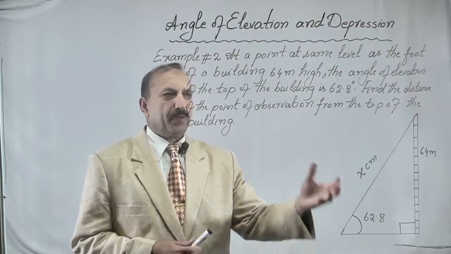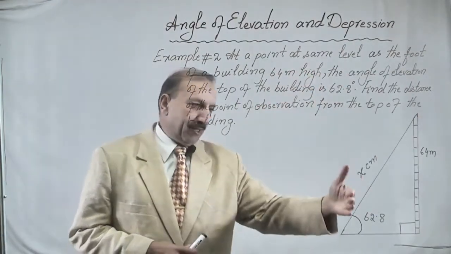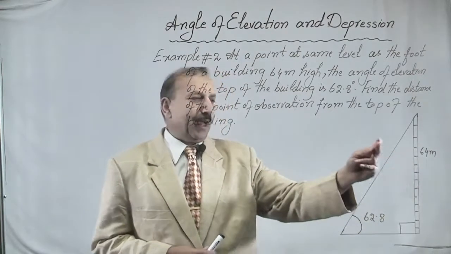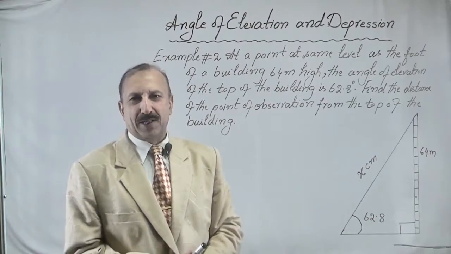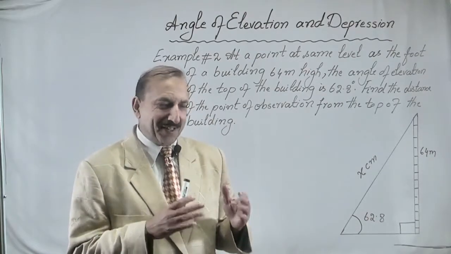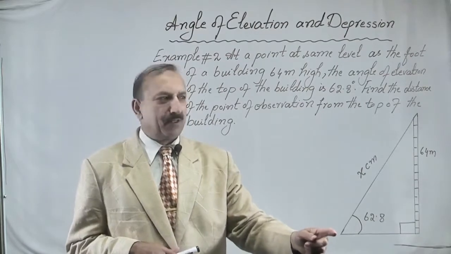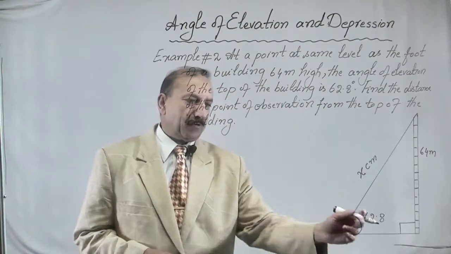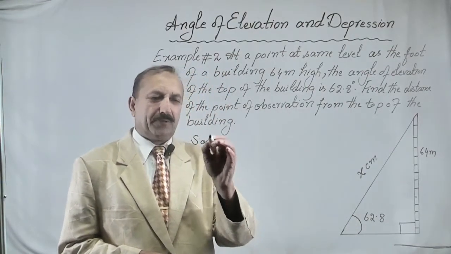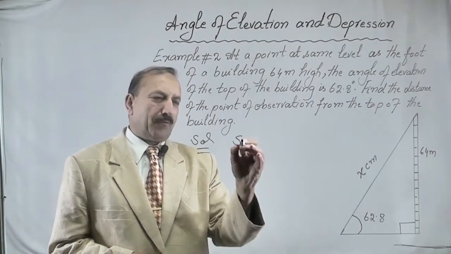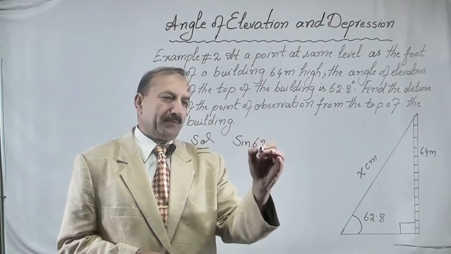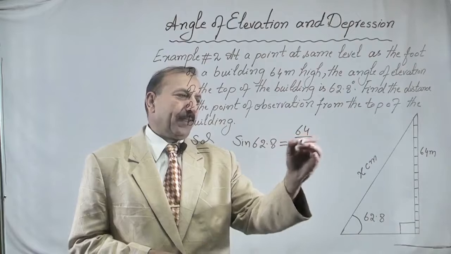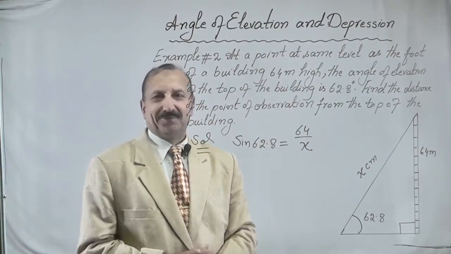Now here is the scenario. From this information, when I labeled it, I got that this angle has opposite 64, and this hypotenuse we are supposed to find. That represents the distance from the point of observation to the top of the building. Now opposite over hypotenuse is equal to sine of this angle. Here is the solution: sine of 62.8 equals opposite, that's 64, divided by x. That's the hypotenuse.